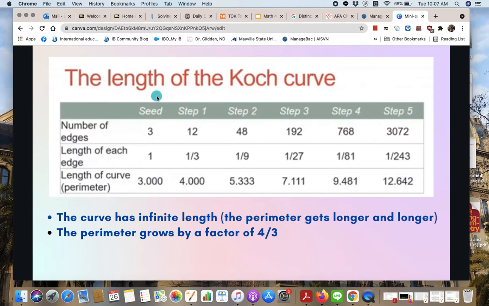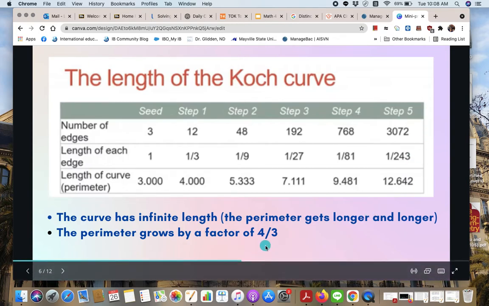As we move from seed to step number 1, you can see from the table, the number of edges would become 4 times. But the length of each edge would become 1/3. So the length of the new curve would be 4. So as you can see from the table, the curve can actually grow infinitely with a factor of 4 over 3.